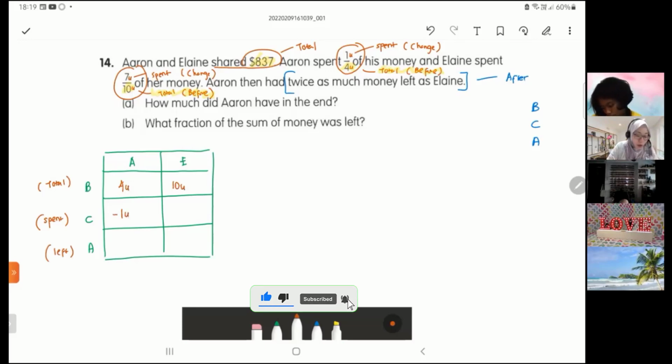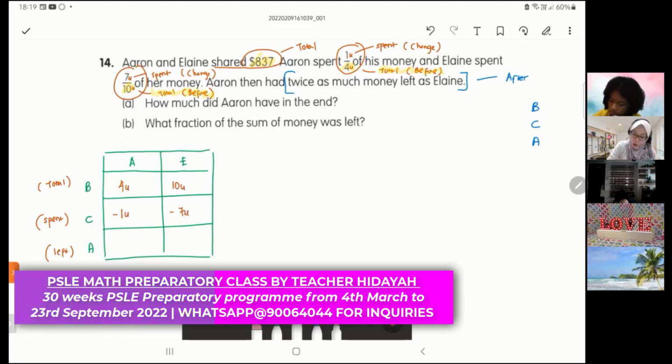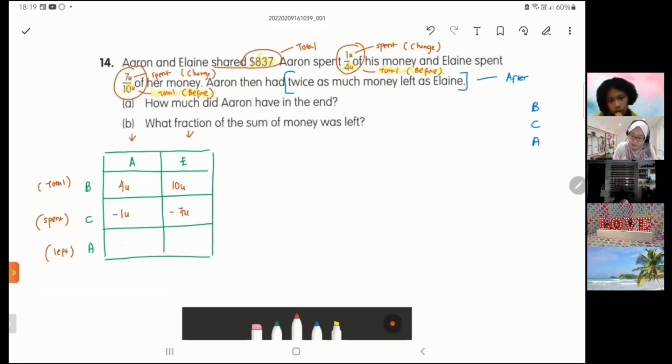Something happened to Elaine. Elaine also spent 7 units. You go down the column. 4 minus 1 is 3 units. 10 minus 7 is 3 units. I have 3 and 3. This is my leftover. Is that what they want?